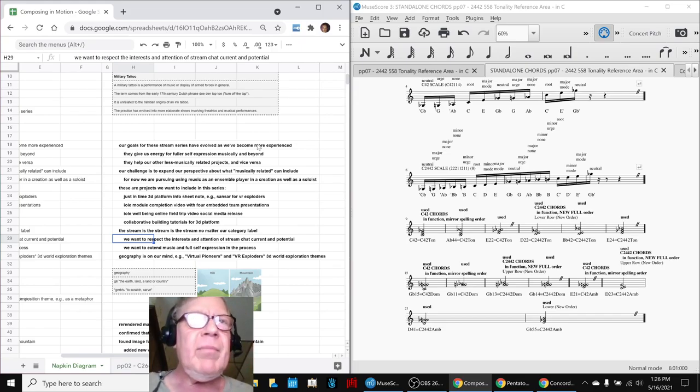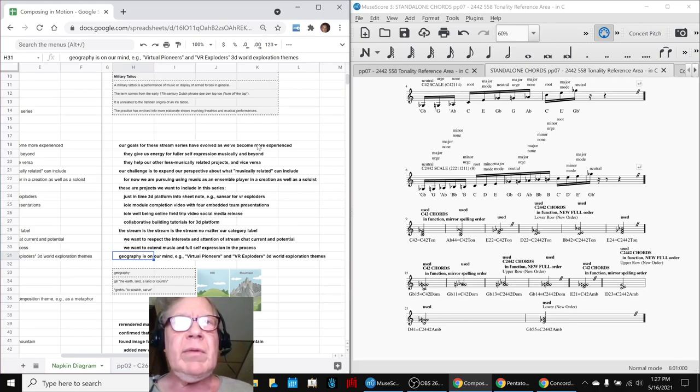And our guidance is the stream is the stream is the stream, no matter what category label we have, which is music. We want to respect the interest and attention of stream chat, both current chat and potential chat. And we want to extend the music and extend the idea of full self-expression in the process, which we think is a shared interest with chat.